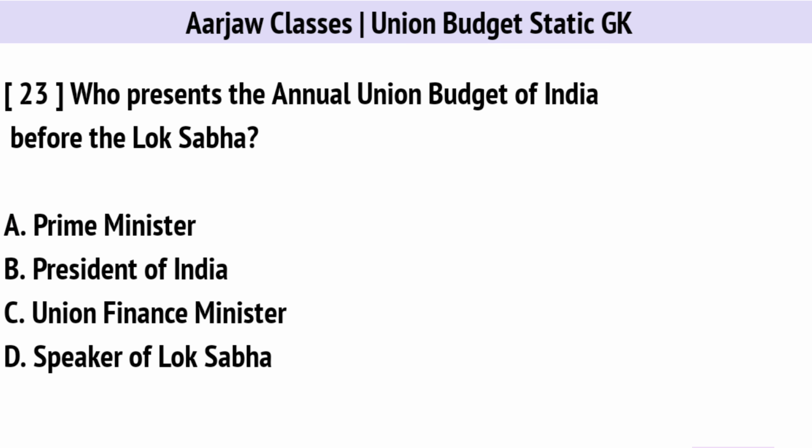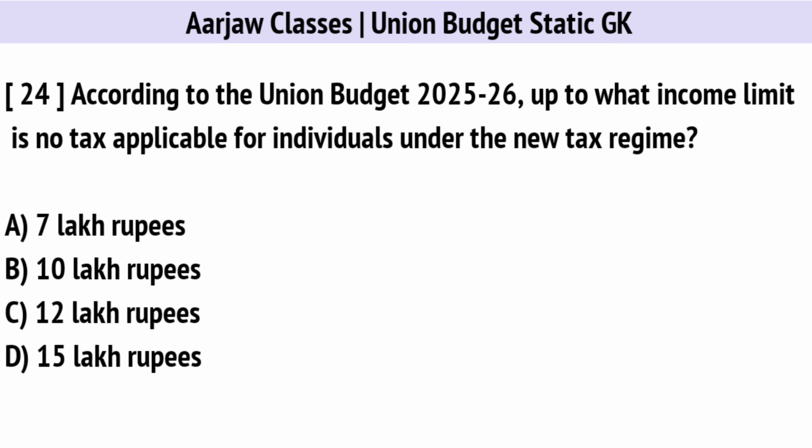Who presents the annual Union Budget of India before the Lok Sabha? Correct option is C. Union Finance Minister. According to the Union Budget 2025 to 26, up to what income limit is no tax applicable for individuals under the new tax regime? Correct option is C.